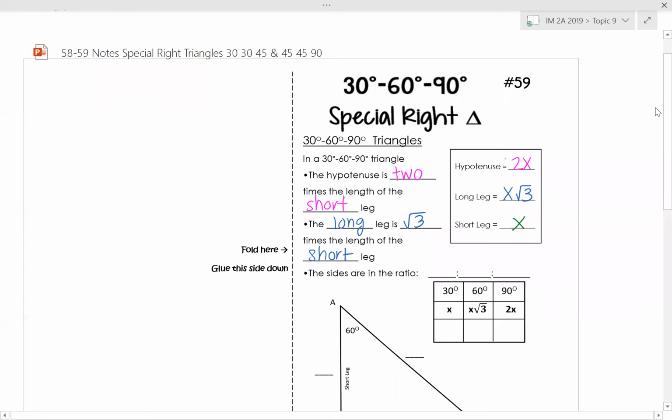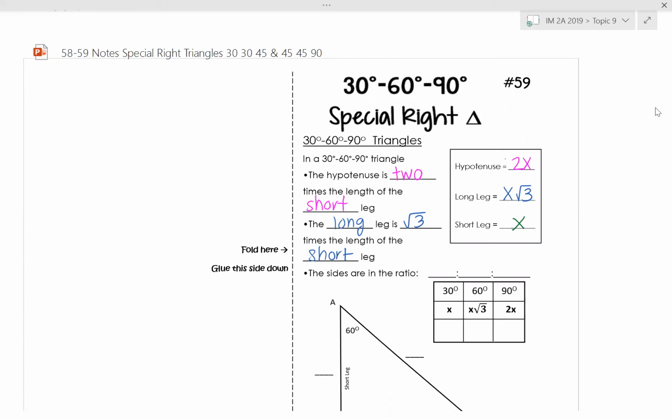Okay, so in this video, we're going to talk about 30, 60, 90 special right triangles. This is going in on page 59 in your notebook. So 30 degree, 60 degree, 90 degree right triangles have a different pattern than 45, 45, 90. In these right triangles, each side is different because the two angles are not the same anymore.